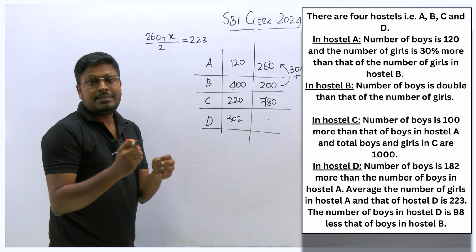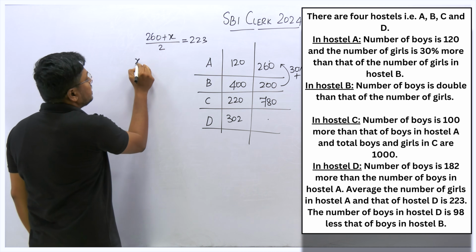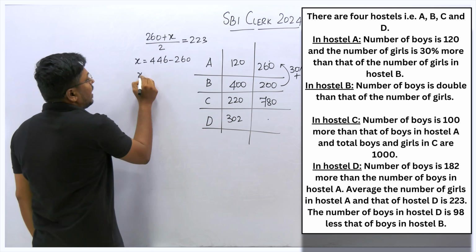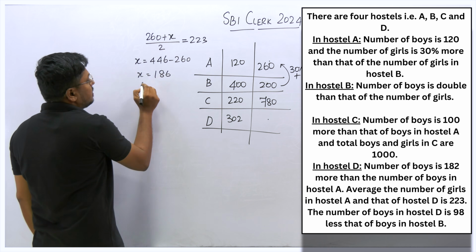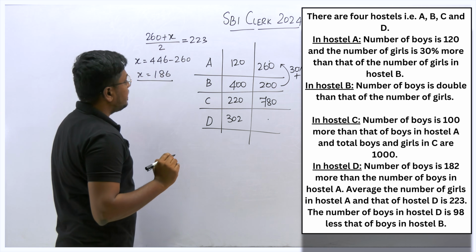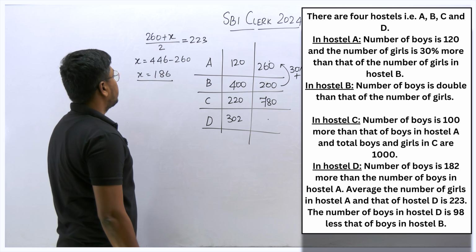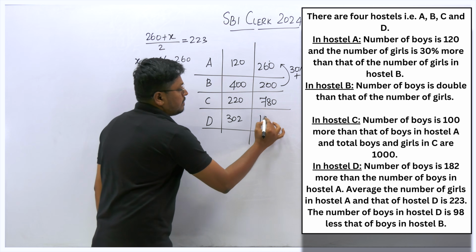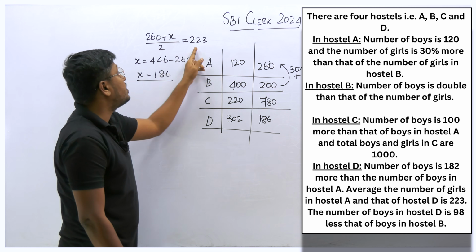So the two hostels' girls average, divided by 2, is equal to 223. So x is equal to 446 minus 260. So x is equal to 186, right? So this will be the answer. Yes, 186, I think so. Let me check once again. Two threes are 6, 446 minus 260, so 186. That's it. So 186, when you add these two and divide by 2, you will get an average of 223.